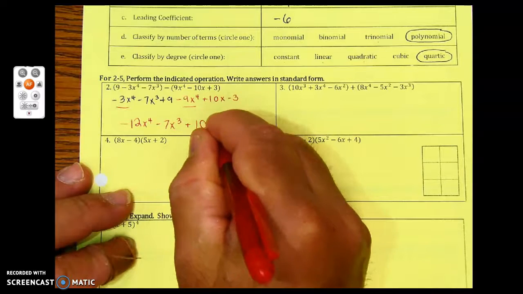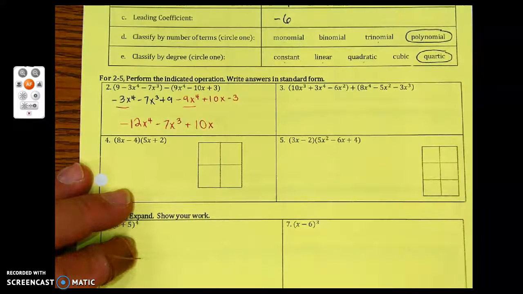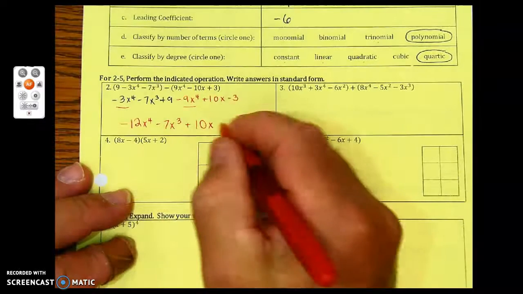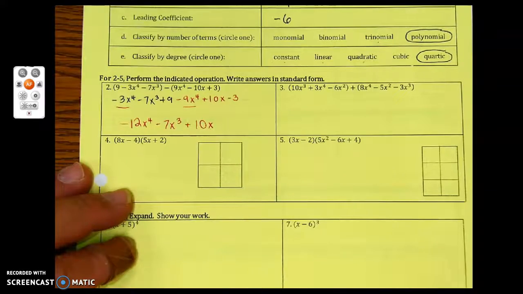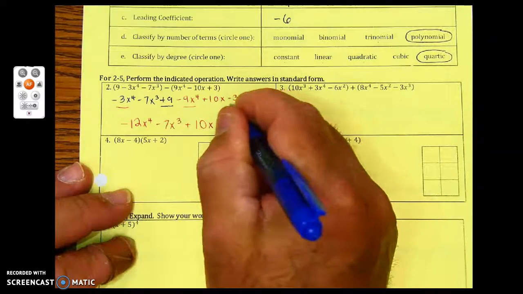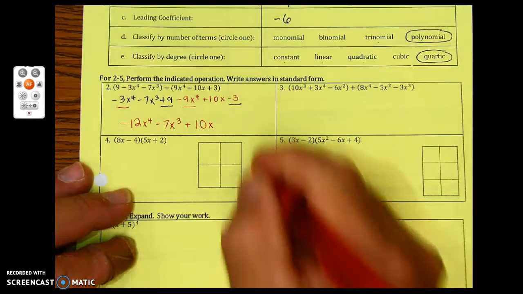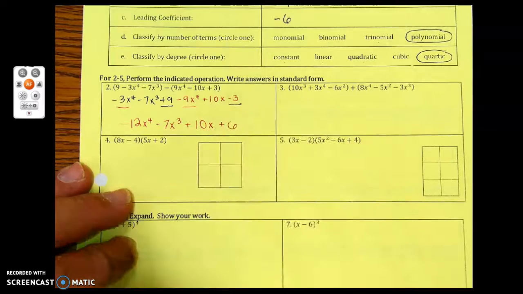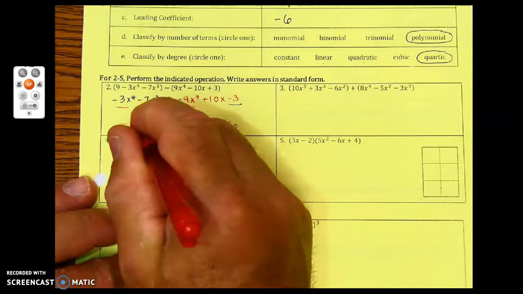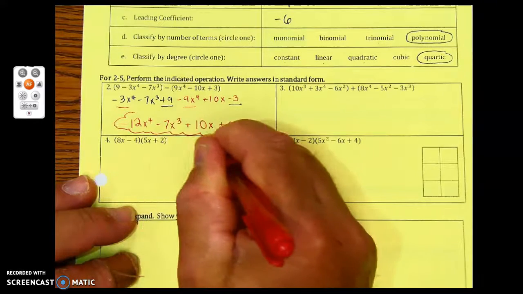Positive 10x doesn't combine with anything, so I'll write it down. And then positive 9 and negative 3 is positive 6, and that's your answer. All right.